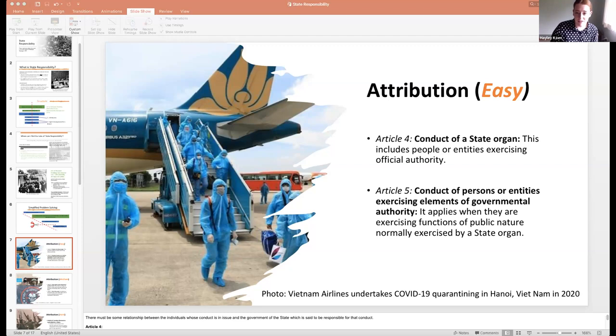And then Article 7 is the more common attribution issue. This is acts of state organs and persons exceeding the authority they have been given. This can still be attributable to the state because, if things are a little bit blurry, the state still has to take responsibility for the people under their control.